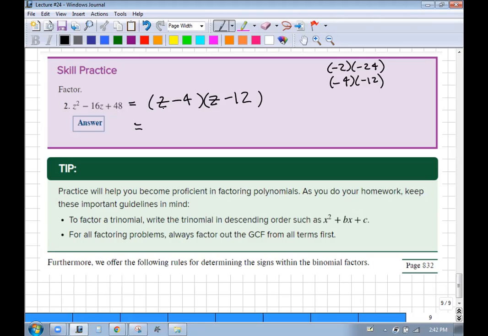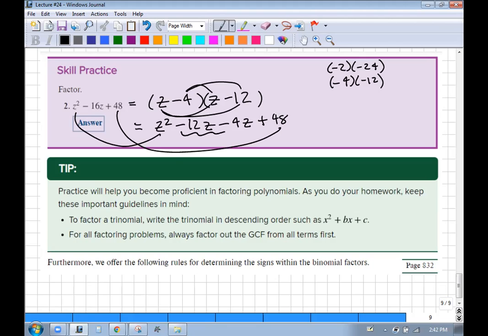We check our work. z squared minus 12z minus 4z, a positive 48. There's our z squared, there's our 48, and these give us our negative 16. Practice will help you become proficient in factoring polynomials. As you do your homework, keep these important guidelines in mind.